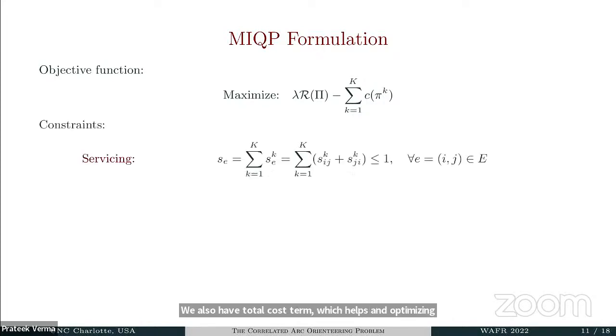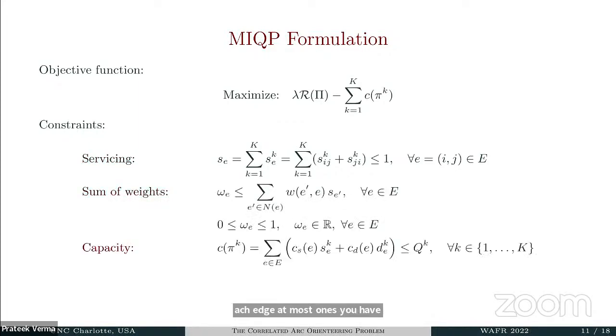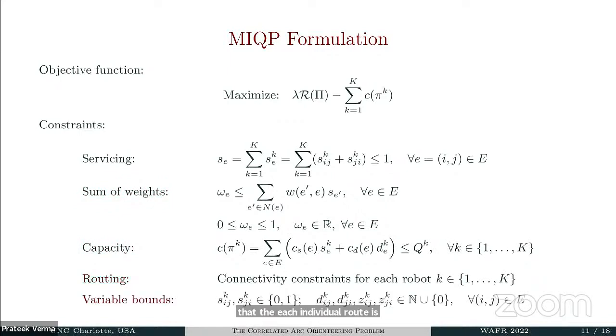We have constraints for servicing, which says that we need to visit each edge at most once. We have the sum of weights as constraints. We have capacity constraints, and then we also have routing constraints, which ensure that each individual route is connected to the respective depot. And then we have variable bounds.